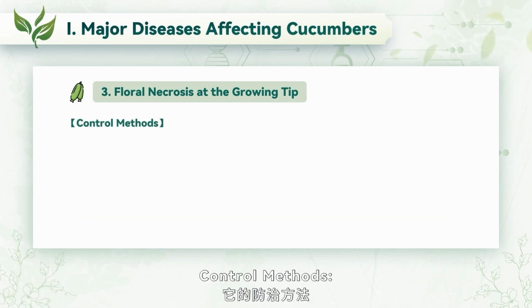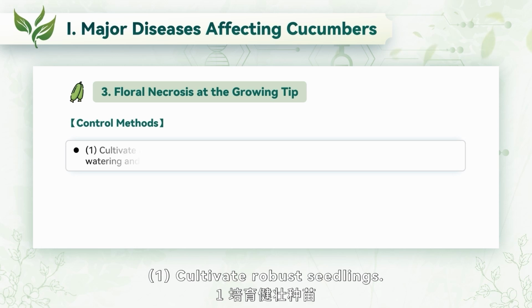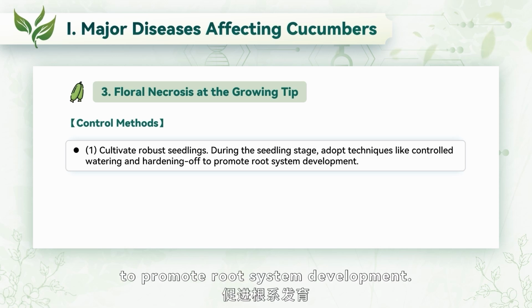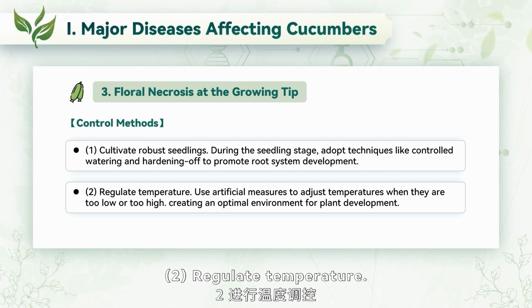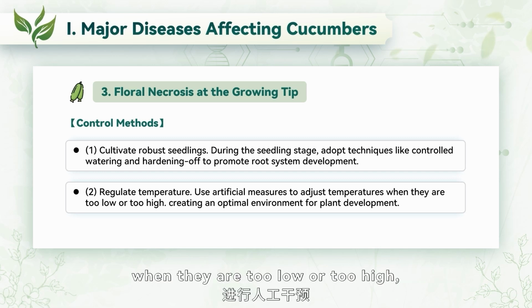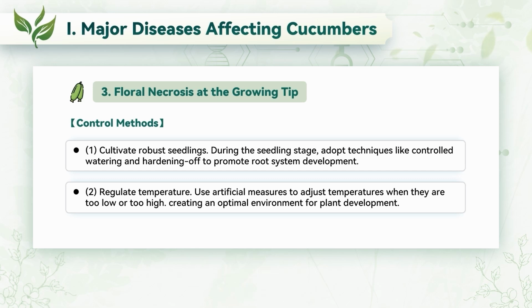Control methods. 1. Cultivate robust seedlings. During the seedling stage, adopt techniques like controlled watering and hardening off to promote root system development. 2. Regulate temperature. Use artificial measures to adjust temperatures when they are too low or too high, creating an optimal environment for plant development.